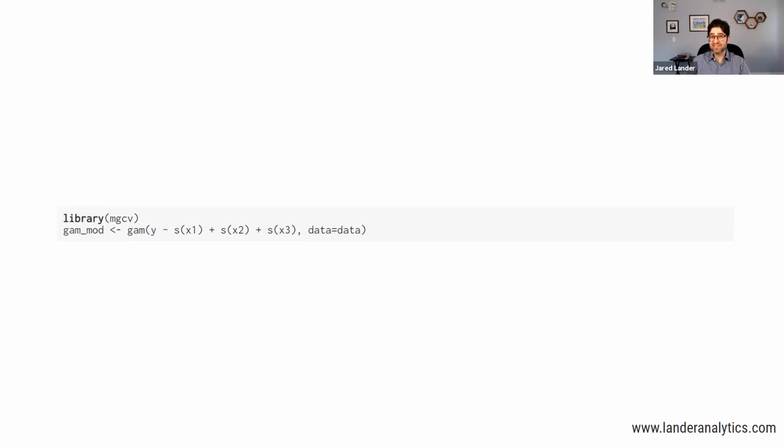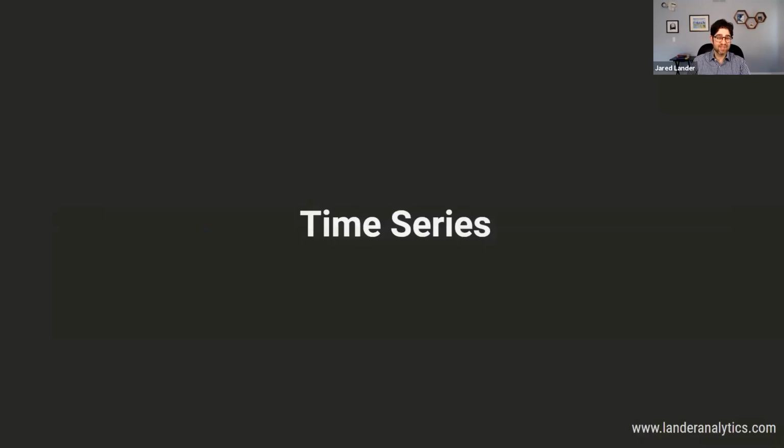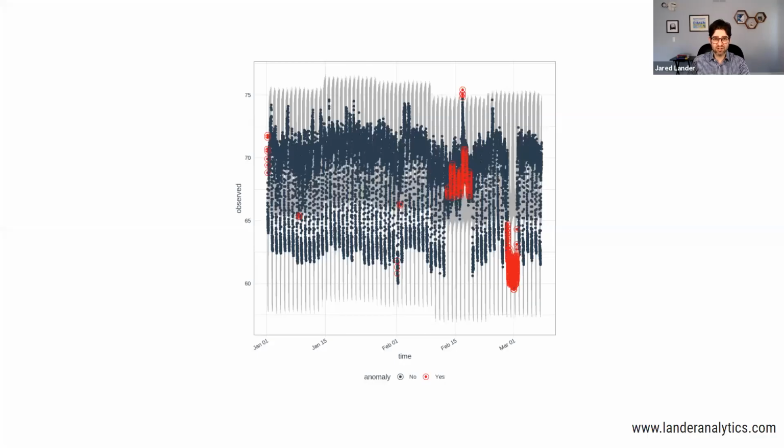Turning to a completely different class of model is time series. This is when you have time-dependent data. When you want to forecast into the future based on previous time points. Usually, this is univariate, but it can also be multivariate. And you can see here, it can even be used for anomaly detection.